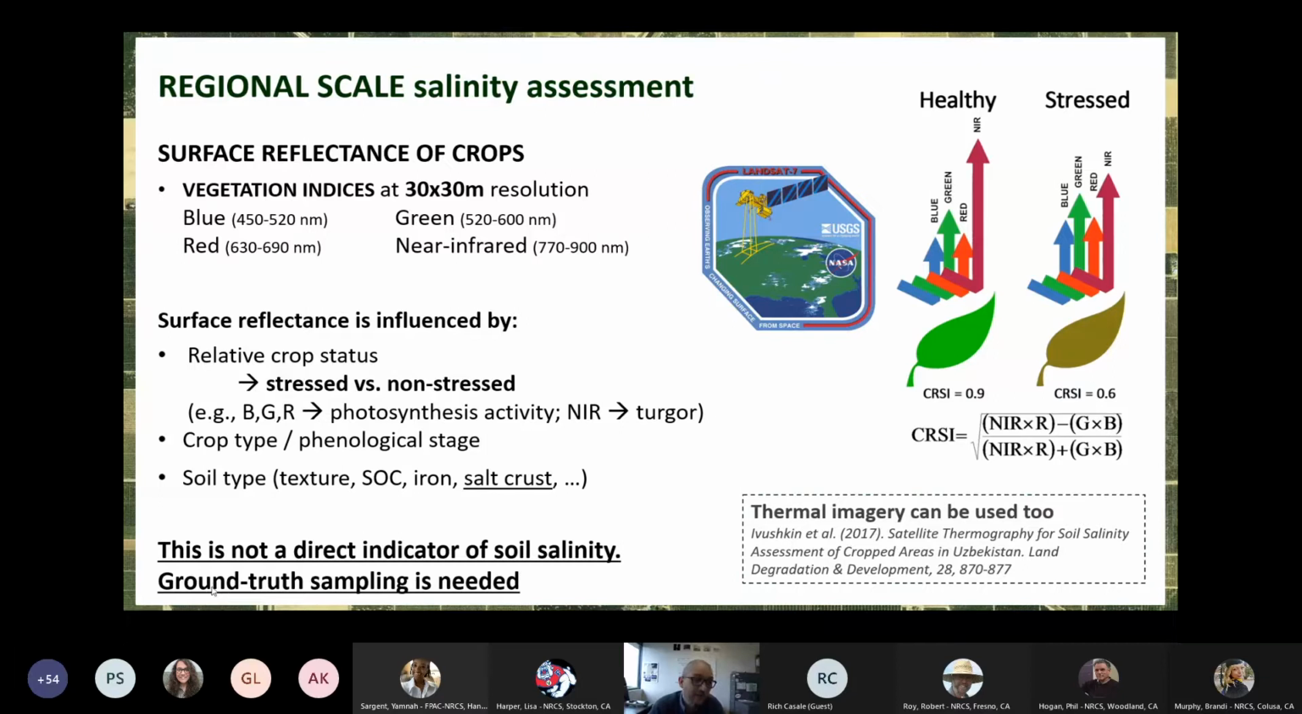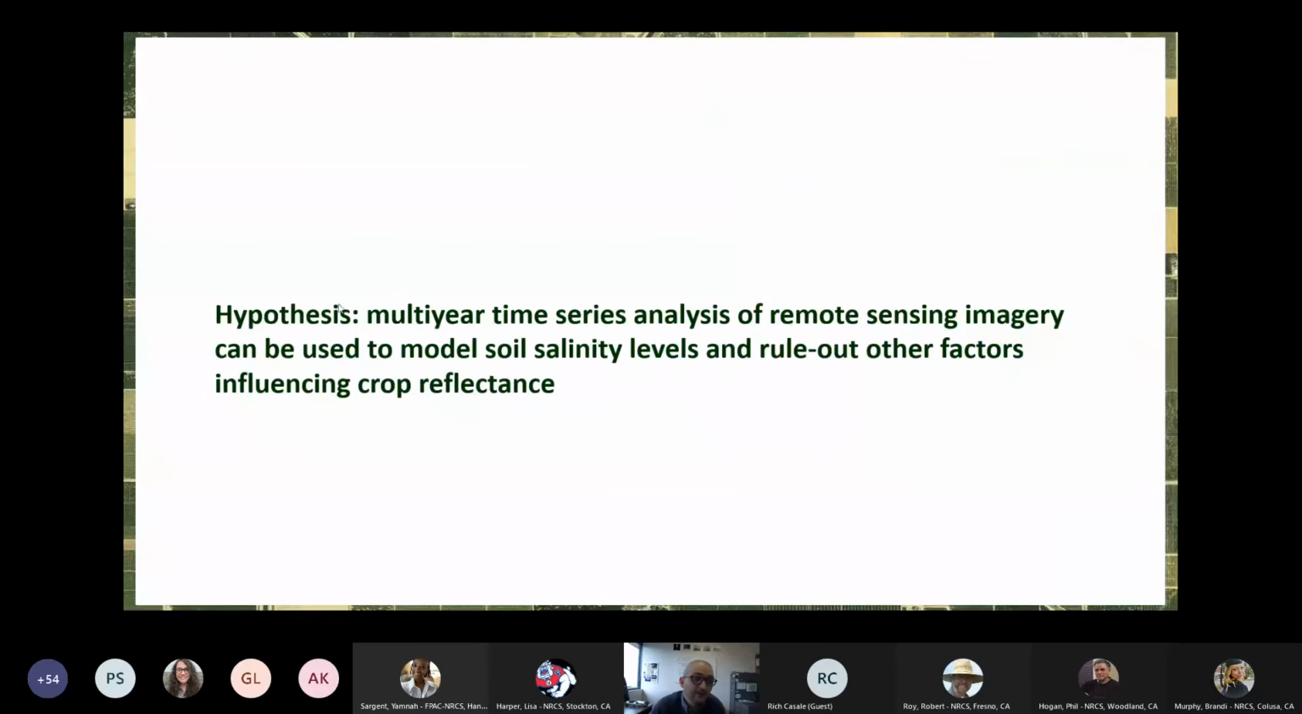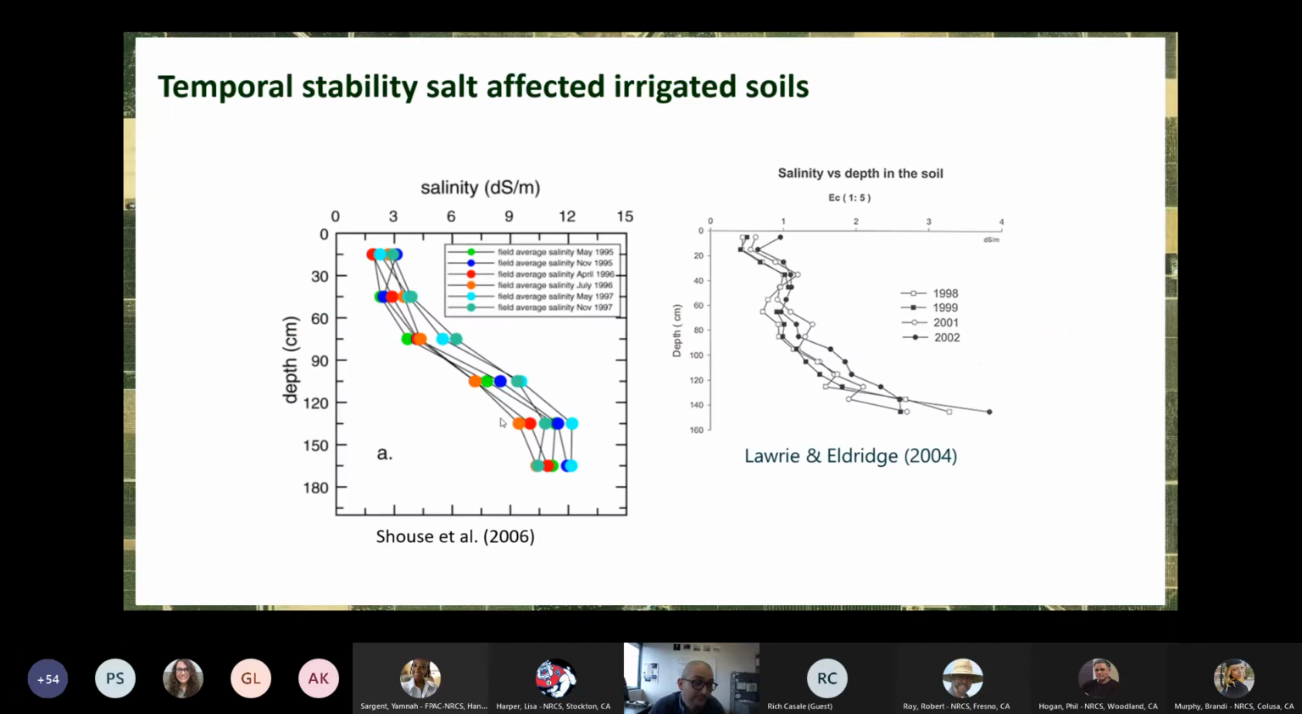And we do this by collecting a lot of ground truth and then developing data science models that can help us detect salinity in the big data that we're looking at. So the hypothesis that we worked on was that the multi-year time series analysis of remote sensing imagery can be used to model soil salinity levels and rule out other factors influencing crop reflectance.